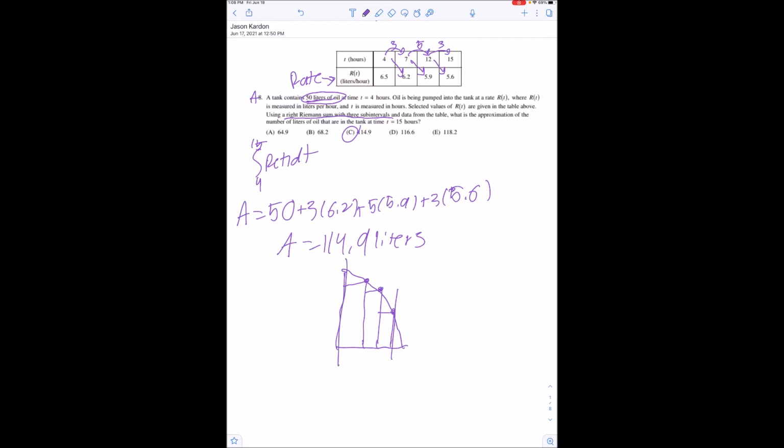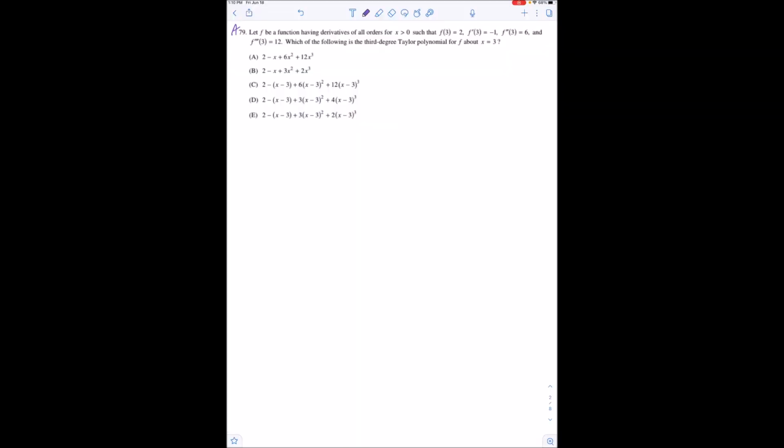Let's just say we're going from here to here. We go from the right side, because it's a right Riemann sum, we use the right side of the rectangle. And since R of t is decreasing, the function is decreasing, and it's a right Riemann sum, we are actually going to be underestimating it. That's not really important for this problem, but it's good to know. Okay, so here we go.